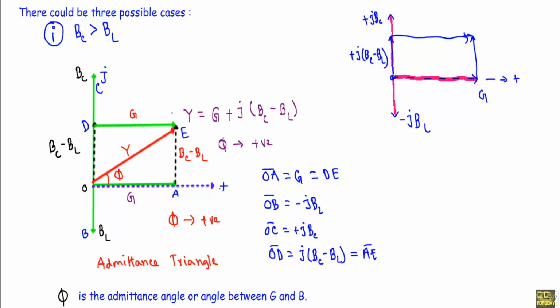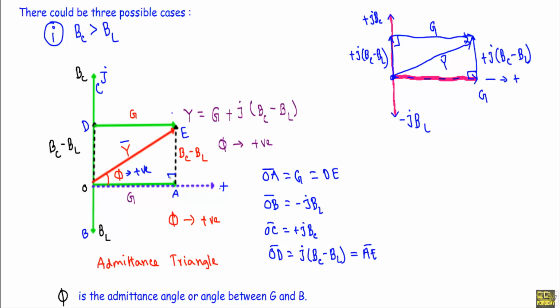Okay, now see, if I draw the diagonal of this parallelogram, you will see I will get this, and this will indicate the admittance, because from this point to this point we have this G, and from this point to this point we have plus J BC minus BL. Or if I follow this way, plus J BC minus BL, then this is G, then the diagonal will indicate the admittance. See, this is the neat sketch. You will see the angle between the admittance Y and the real axis is phi, and here as BC is greater than BL, therefore this phi will be positive.